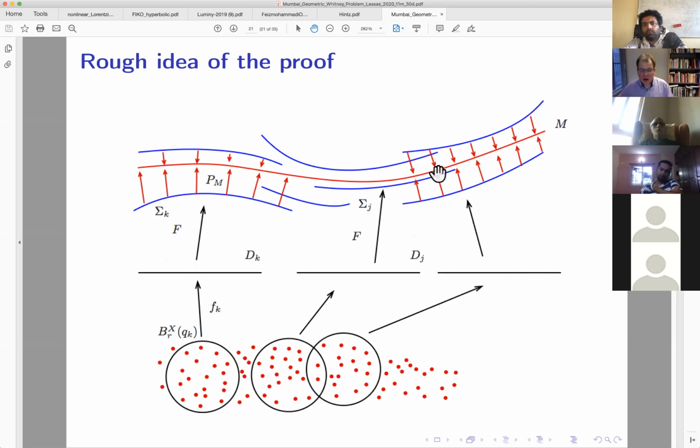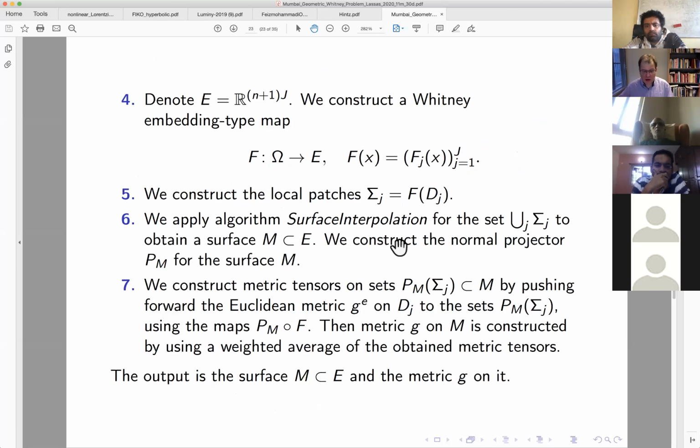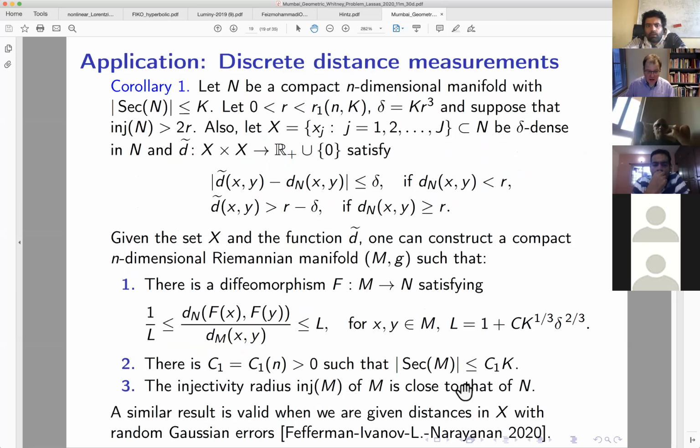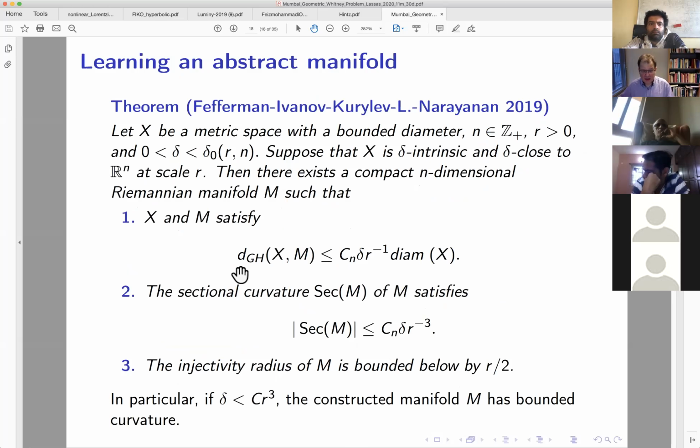Then we just glue them together by using a partition of unity, taking a smooth convex combination of the metric tensors. And then we get a nice metric on the surface M. This turns out to be the surface that approximates the data, with a smooth metric on it that satisfies the requirements of the theorems. These were the requirements that the Gromov-Hausdorff distance of the data set and the smooth manifold is small, and the sectional curvature is bounded.